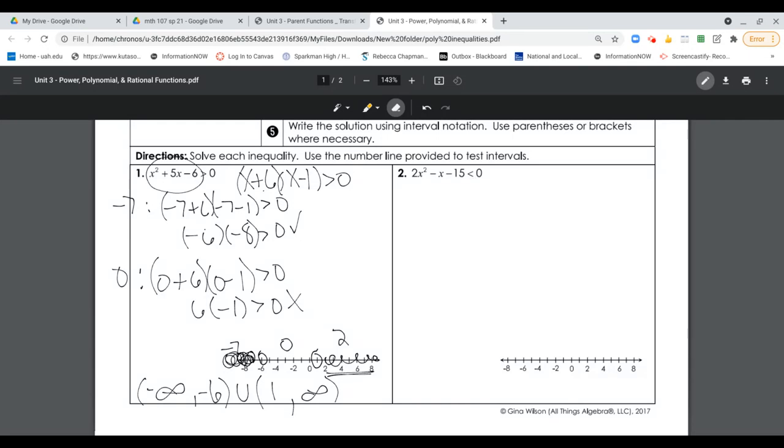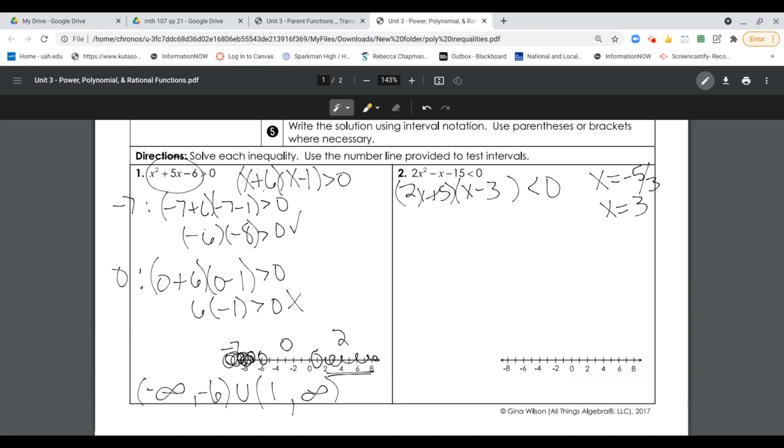So for problem number 2, we're going to isolate, or put 0 on one side, which it already is, so we don't have to worry about that. I need to factor it. And when you factor this quadratic, you get 2x plus 5 and x minus 3, which gives you the two solutions of negative 5/3 and x equals positive 3.